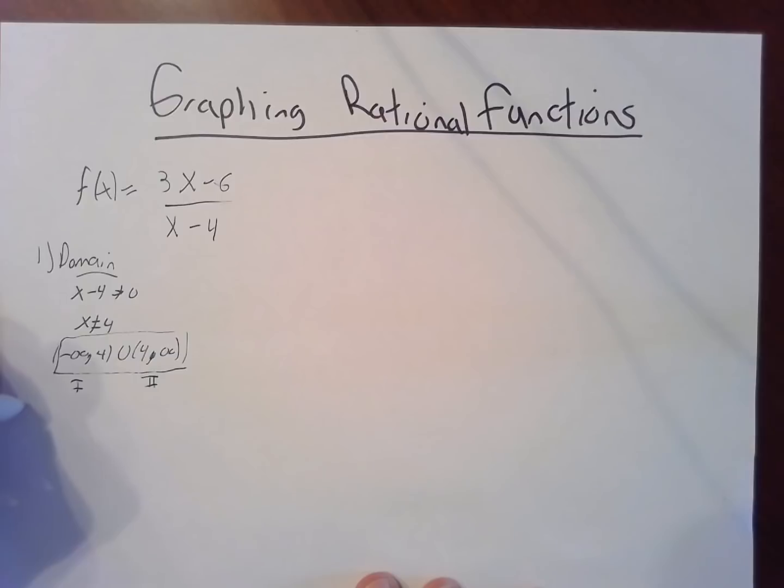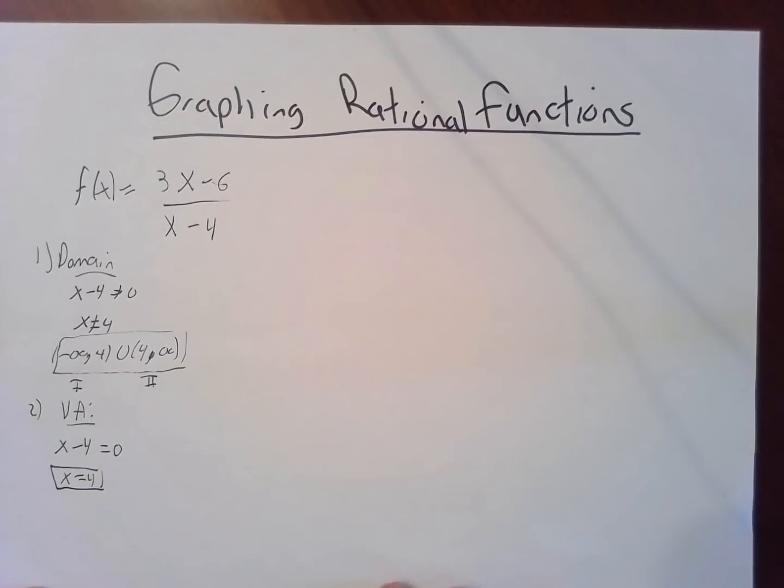Okay, step 2, find any asymptotes. So let's find any vertical asymptotes first. To do that, we take the bottom, set it equal to 0. Vertical asymptotes, take the bottom, set it equal to 0, and we get x equals 4. That's the same thing we just did right here. Finding the domain, finding the vertical asymptotes are the same work. We just write the answer a little differently. We get x equals 4. Vertical asymptotes are vertical lines, and they're always x equals a number.